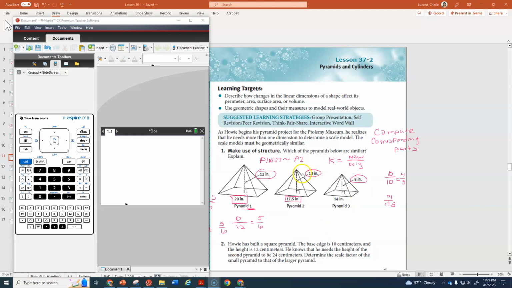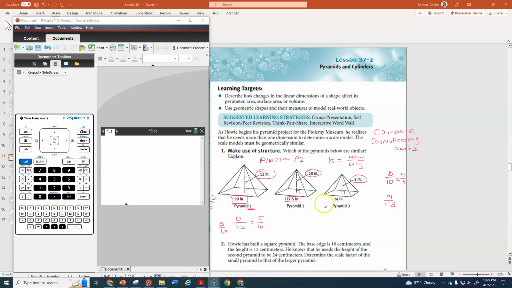So I'm trying the next two triangles. I assume pyramid 2 is the original one. So I am comparing the heights. So I take 10, I put that on bottom. I take the 8. Corresponding parts need to be written as a ratio with the original on bottom, the new one on top. And then it reduces down to 4/5. So that means the scale factor of this one for the heights is 4/5.